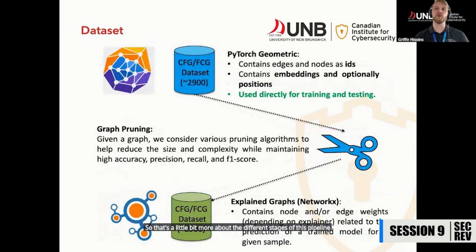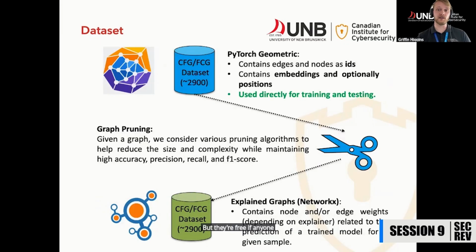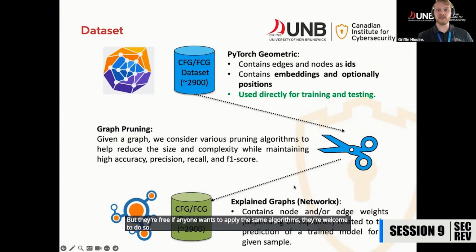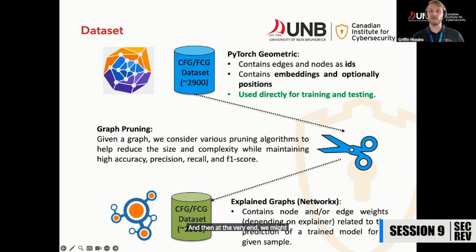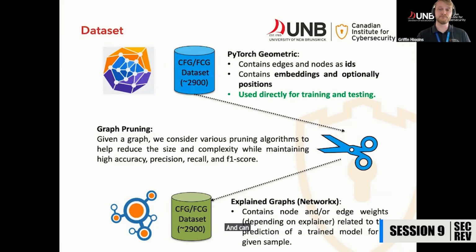And as we keep going through, we can start to look at the graph pruning algorithms. We don't include these samples in our data set, but they're free. If anyone wants to apply the same algorithms, they're welcome to do so. And then at the very end, we might actually try and think about the explanations for these graphs. So after we pass them through our different models and predictions are made about them, what are the nodes, if we recall back to the malware detection part, that kind of bonus, what are the nodes or the edges that actually contribute to a given prediction? And can those be used in the future?